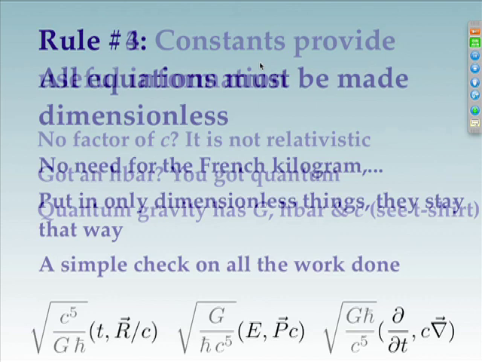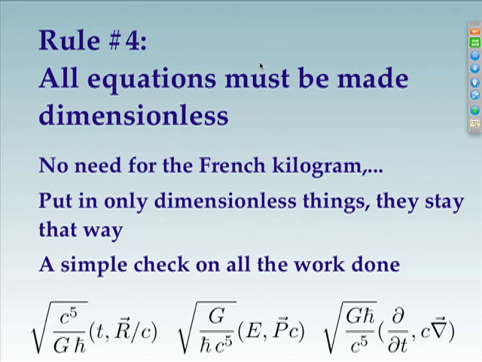So rule number four is that all equations must be made dimensionless. This is really, I don't want to deal with the French. That's my whole angle. They've got the kilogram defined in Paris, okay? I love Paris. I love the city. I don't want to go there to find out about the kilogram. So the way you execute this is that you put in only dimensionless things, and they're going to stay that way. Okay? They're still dimensionless.